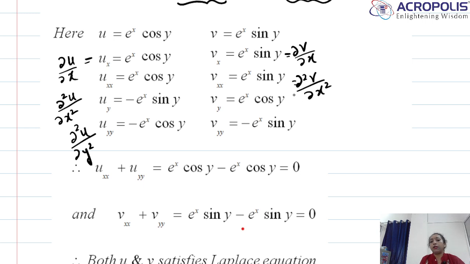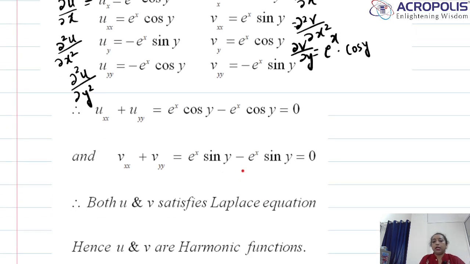Now I am differentiating v with respect to y. So here del v upon del y will become e to the power x dot sin y differentiated, and the term will become cos y. Now I'm again differentiating del v by del y, so we will get minus e to the power x sin y.